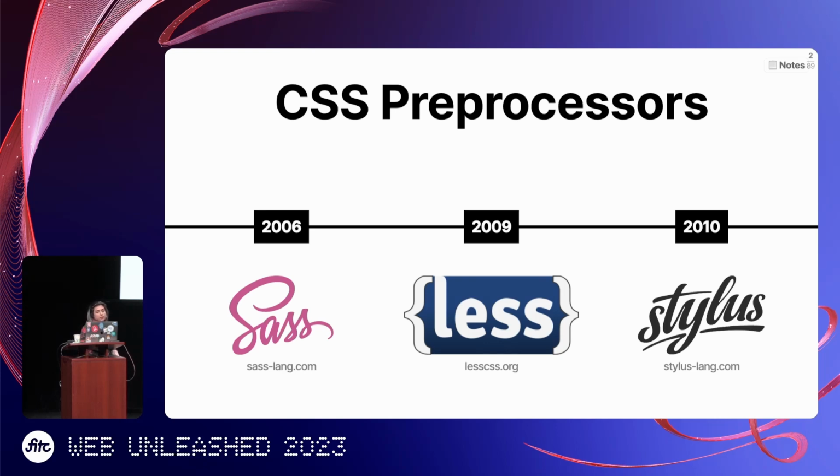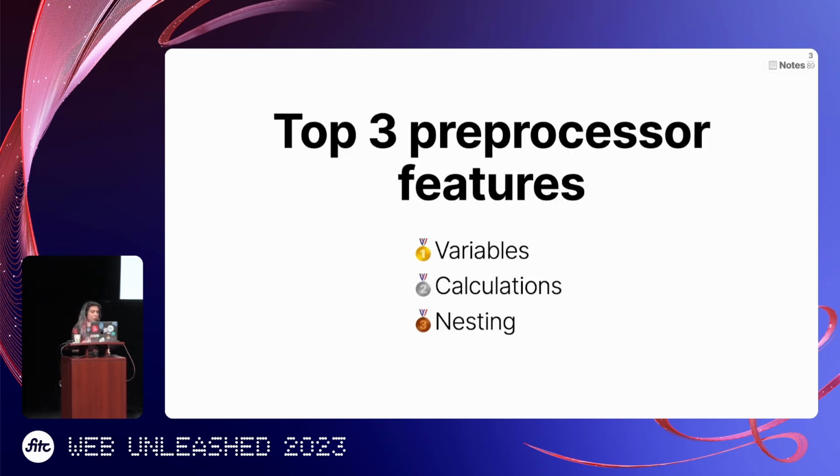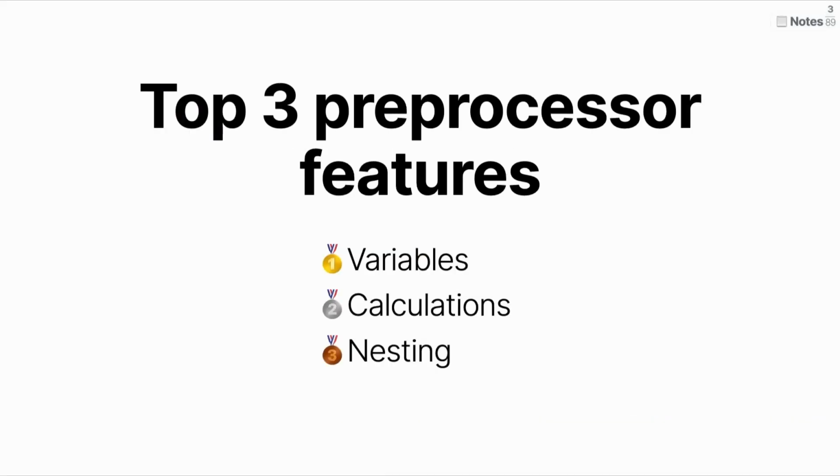CSS preprocessors are languages that compile to CSS, allowing easier syntax without that syntax having to be supported in browsers. And a lot changed in the CSS landscape once preprocessors appeared. So what did preprocessors give us? I would say that the top 3 features that they brought were variables, calculations, and nesting. And yes, I know there were a lot of other cool stuff. There were mixins as well, and lots of other things. But I think you would probably agree that these were the top 3.